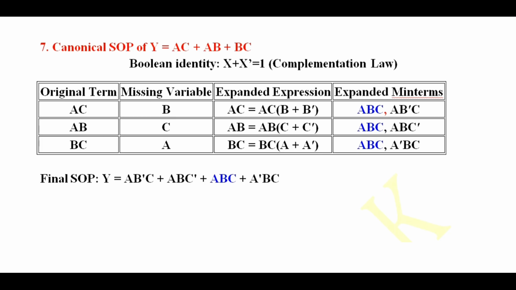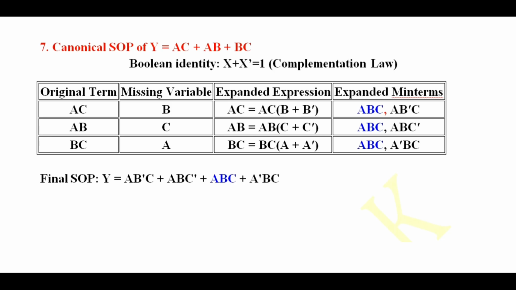Expand AC. We want to include B in the term AC. We can use the identity B plus B dash equals 1. First we multiply AC by B plus B dash. Since B plus B dash equals 1, we haven't changed the value of AC. So we distribute AC across B plus B dash. This gives us AB dash C plus ABC. And you can see the two terms include all three variables.